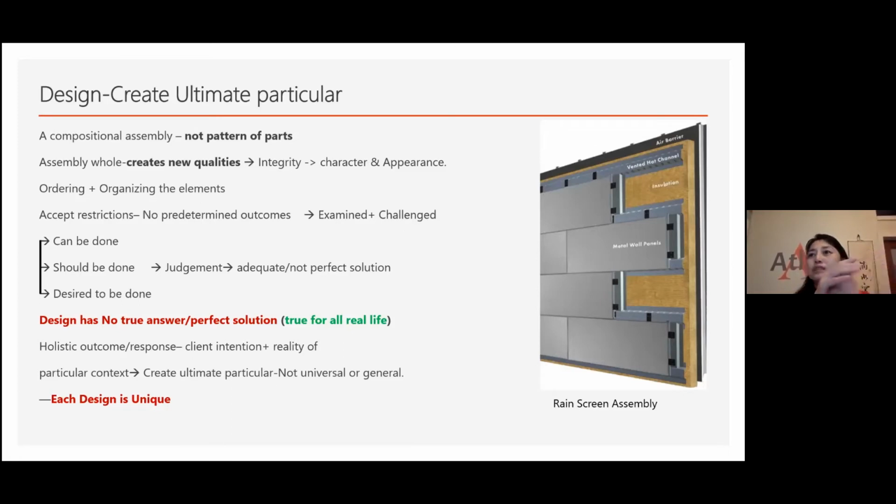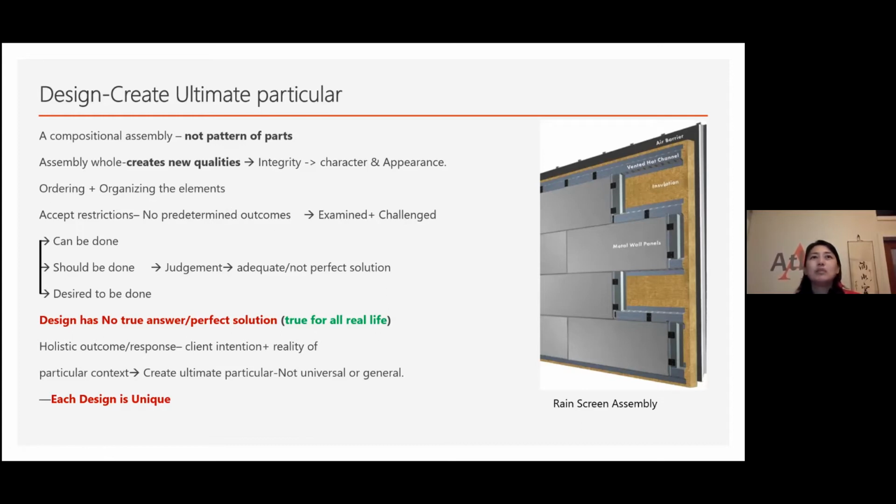They create new qualities. I use this rain screen assembly as an example. In architecture, we use rain screens. You can see there are different materials, and panels create this beautiful facade. Then there's insulation and waterproofing, and a membrane to prevent moisture. All these things work together to create this rain screen assembly, an example of how an assembly works. By putting all these things together, they create a new character, new qualities, a new experience. That's how compositional assembly works.